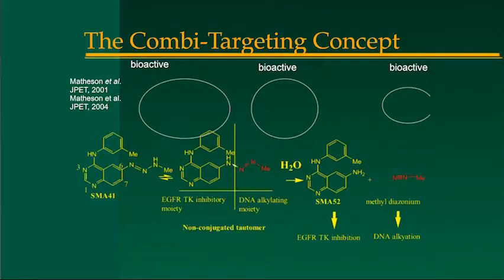Okay. So this particular molecule is designed to behave as a quinazoline inhibitor of EGFR and to release this red moiety, as you see here, that is called methyl diazonium. This is directed at targeting DNA. So as you can see here, the molecule is what we call a prodrug for an inhibitor of EGFR, and it can also generate the methyl diazonium species, which is a DNA alkylating agent.